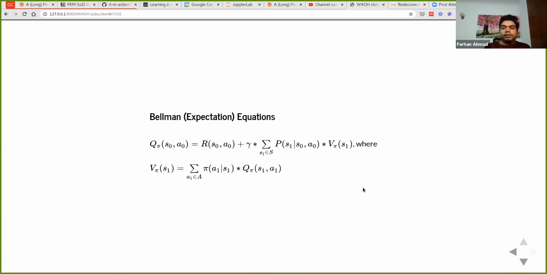So this is what is known as the Bellman expectation equation. There is also another pair of Bellman equations where you use the maximum operator. If you just want to learn the optimal policy, then of course you're not interested in the expected value of things. You are interested in the maximum value. So that is again described in the book. But the general idea is that we have been using Bellman equations all along. We didn't give them any names.